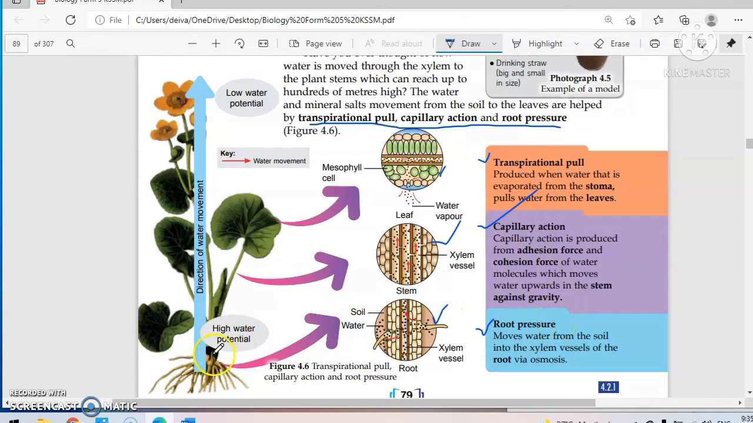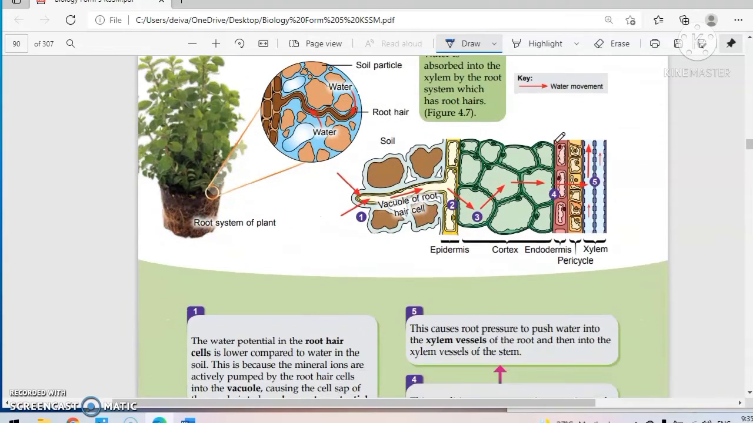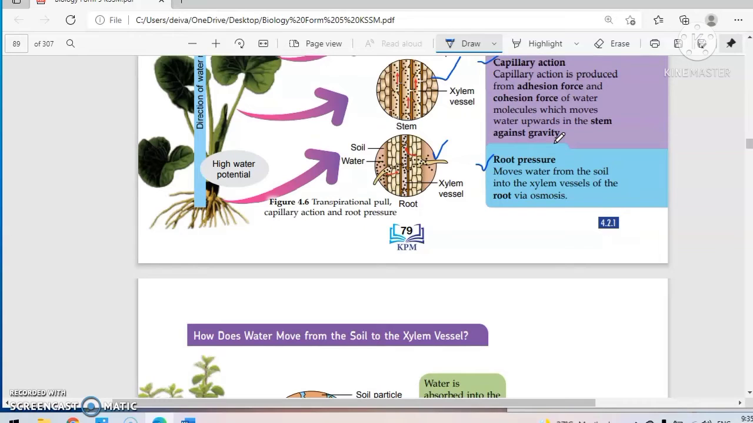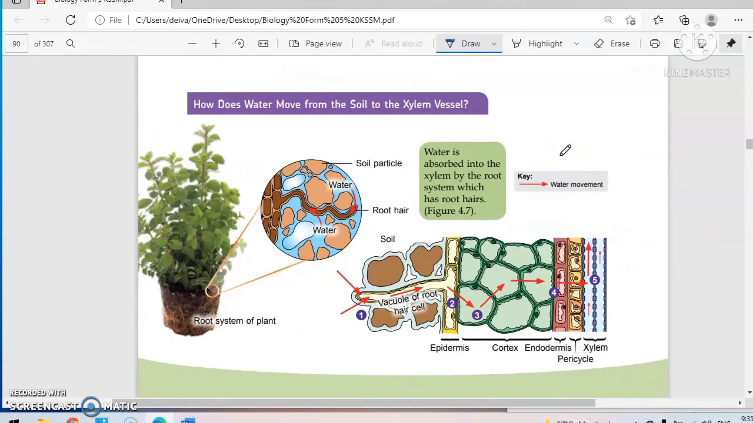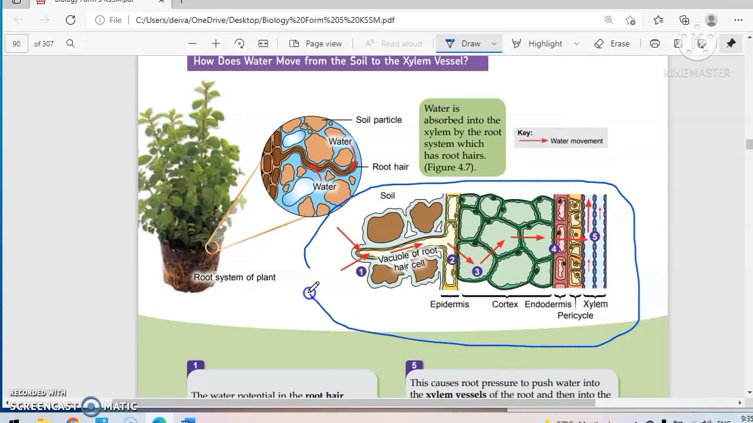So how does the water move up? This is against the gravity force. So how can the water move up? With the help of these 3 processes. We see one by one. First, we see the root pressure. This picture shows the root pressure. Kalau bahasa Melayu, dia kata tekanan akar.